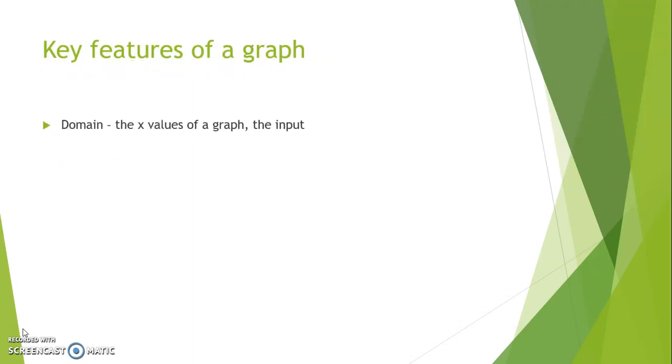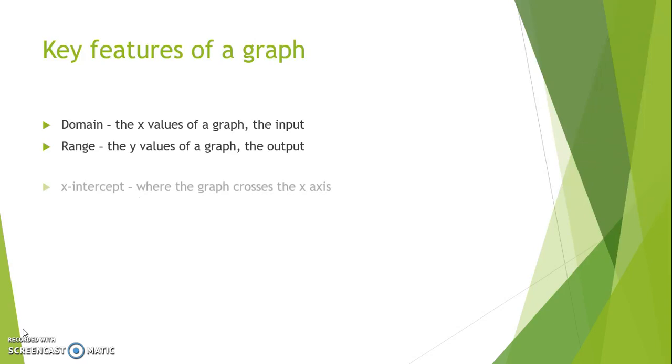Here's something we're going to cover the next class, so make sure you write these vocab words down. Key features of a graph. So you have the domain and range of a graph. So the domain is the x values of the graph or the input. The range is the y values of the graph or the output.